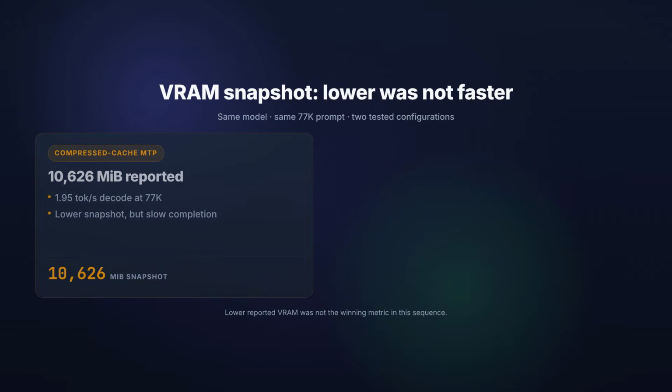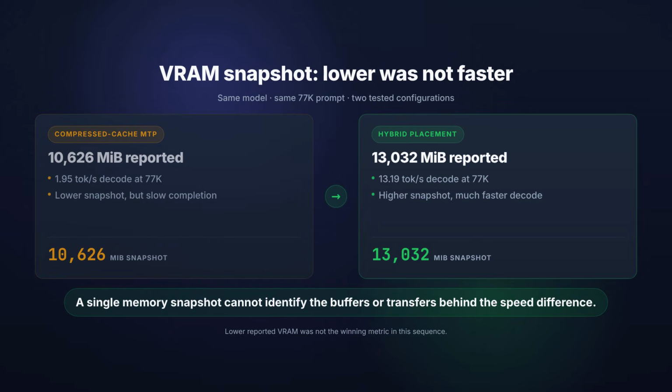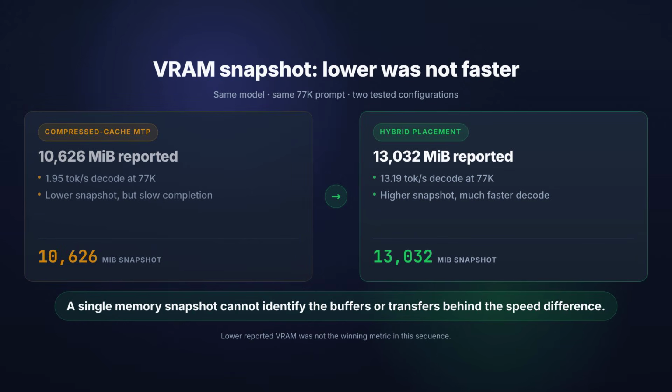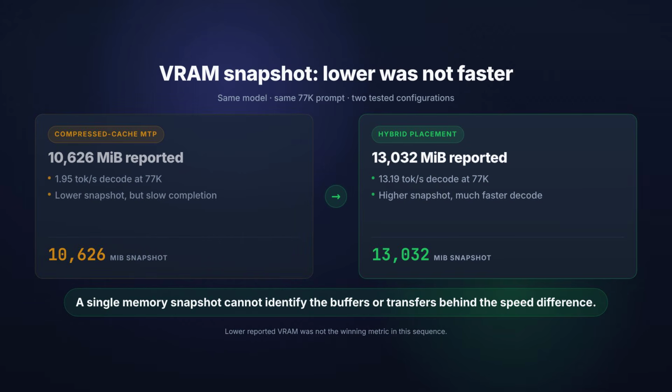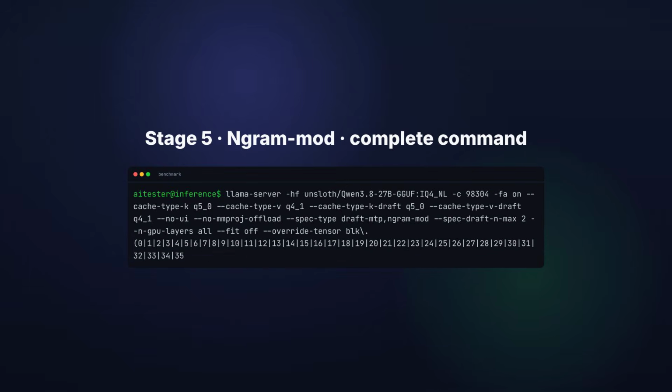The memory readings make a useful point. Compressed cache MTP reported 10,626 megabytes of video memory, while hybrid placement reported 13,032. Lower reported memory was not the winning metric here, and one snapshot cannot identify the buffers or transfers behind the speed difference. Engram mod is a finishing tweak, not the hero.